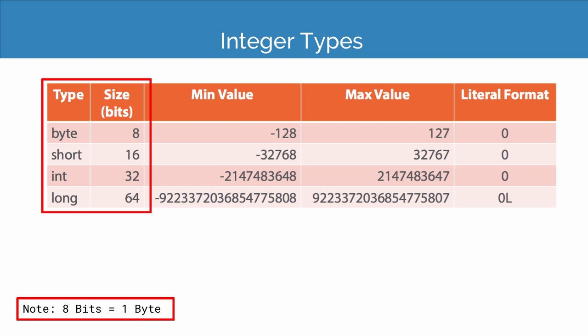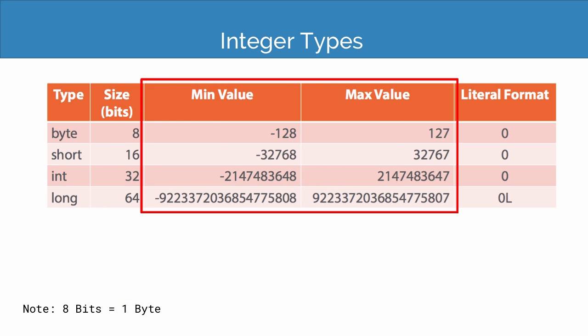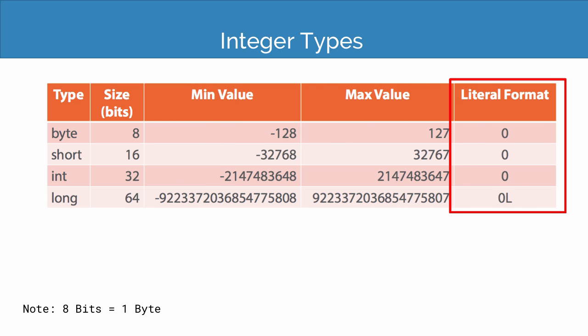So here I have simply represented the size of the data type with the help of bits. And here I have two columns at the center, the minimum value that this data type can bear and also the maximum value that this data type can have. And on the right hand side, I have the literal format that shows that in case of long, we have to append capital L at the end. And for the rest of the integer types, it doesn't require any suffix. It is only in the case of long that we need to append capital L at the end.